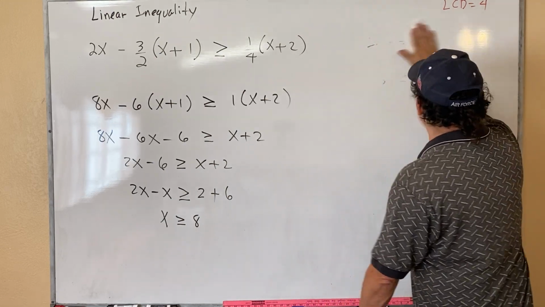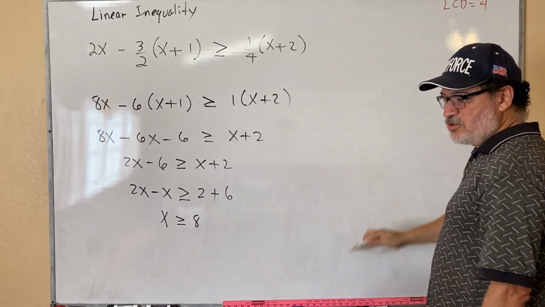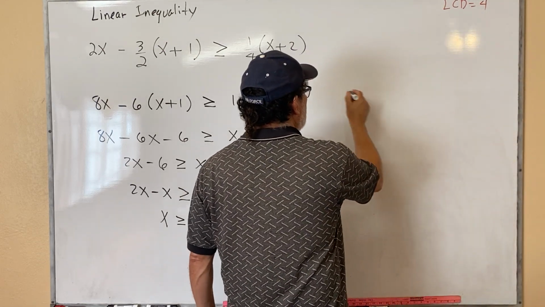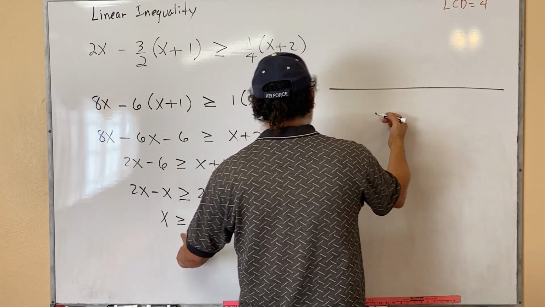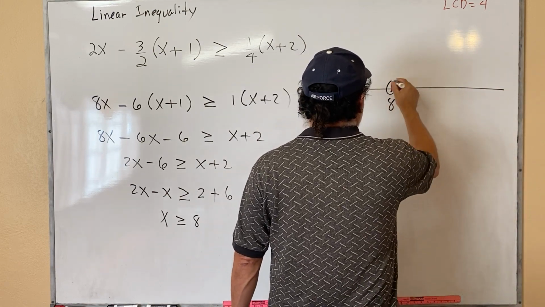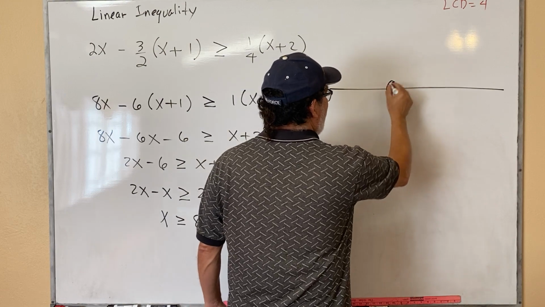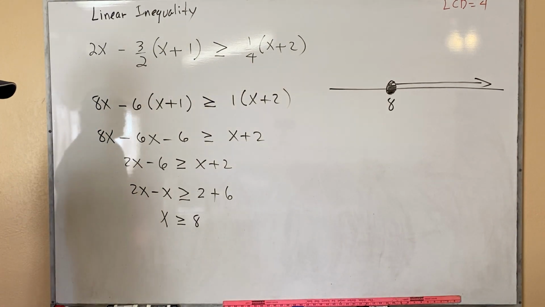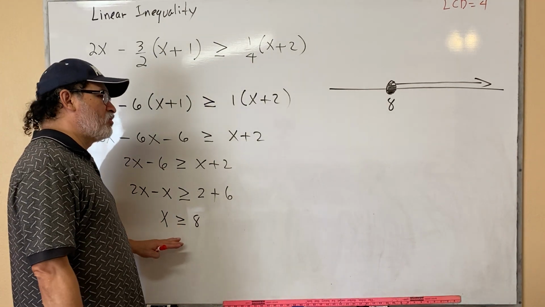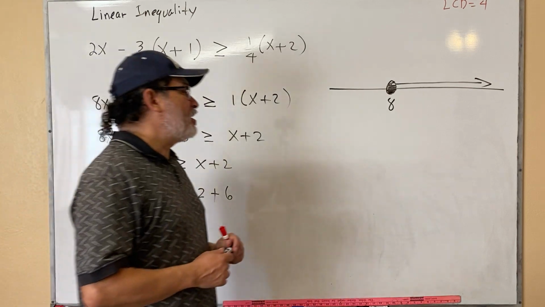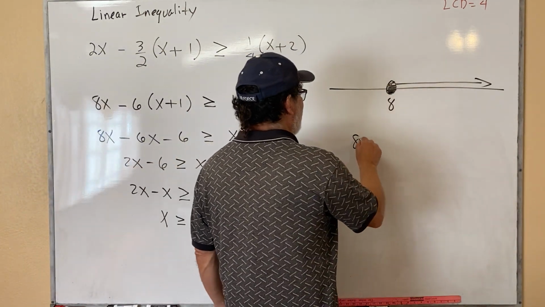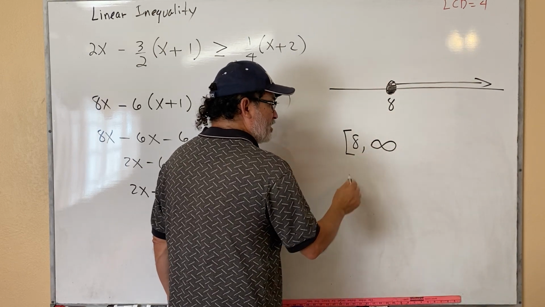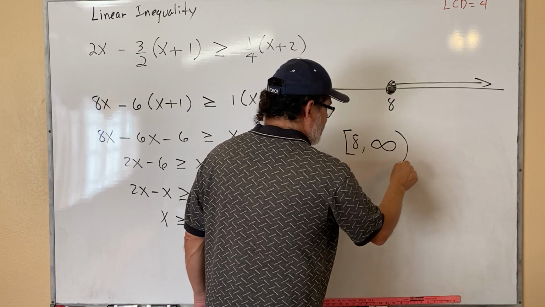We can graph the solution, guys. If you want to graph the solution, look at this. Here is 8: circle 8, shade everything to the right. That's the solution. You can also give the solution in interval notation. Interval notation is 8 all the way up to infinity, including 8, so you better use brackets. You never get to infinity, so it's parentheses.